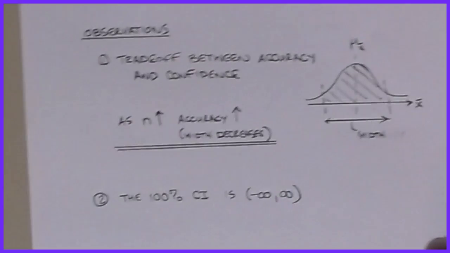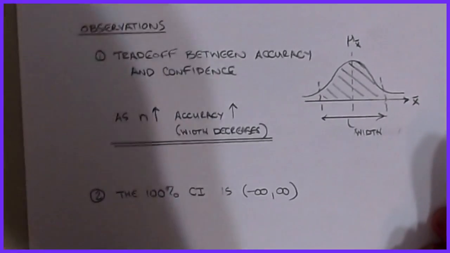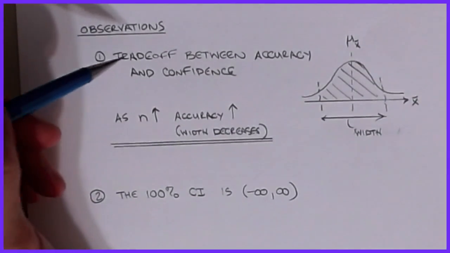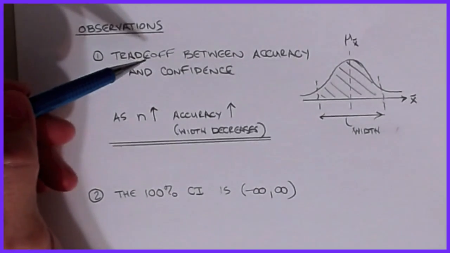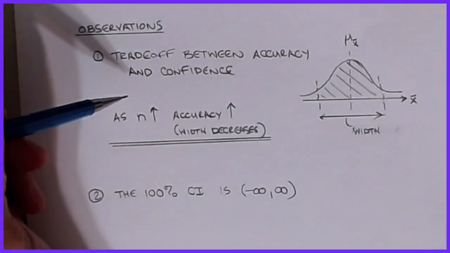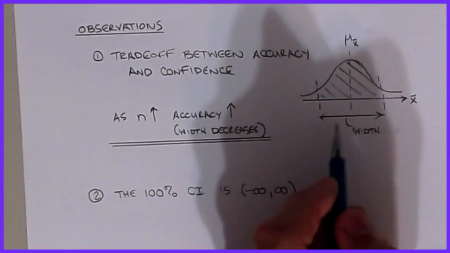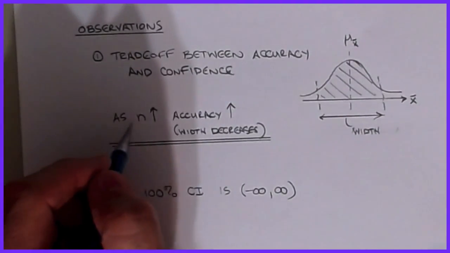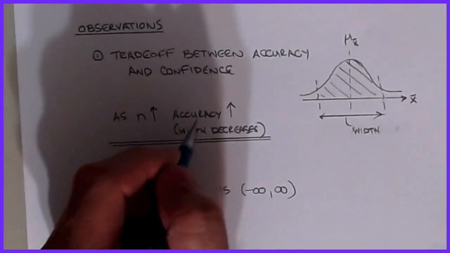So let's talk a little bit about some of the observations that we can make on this confidence interval stuff. A couple of really simple ones. The first one is that there is a trade-off between accuracy and confidence. We were talking about that width, and that was kind of a measure of our accuracy. But in general, as n goes up, my accuracy goes up.